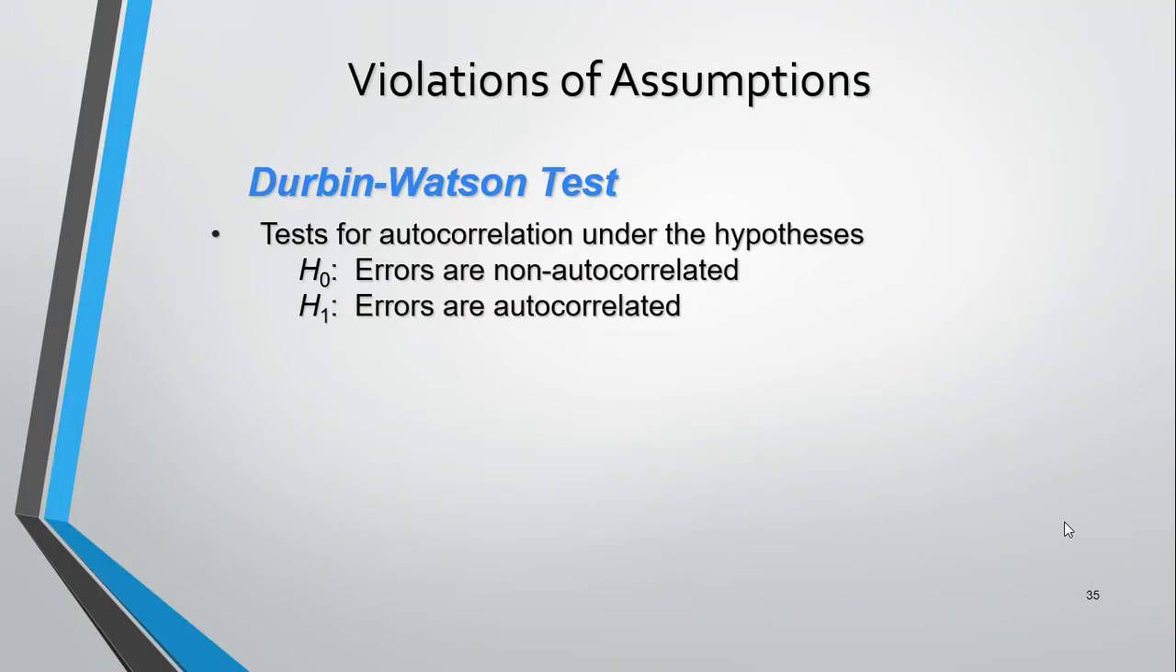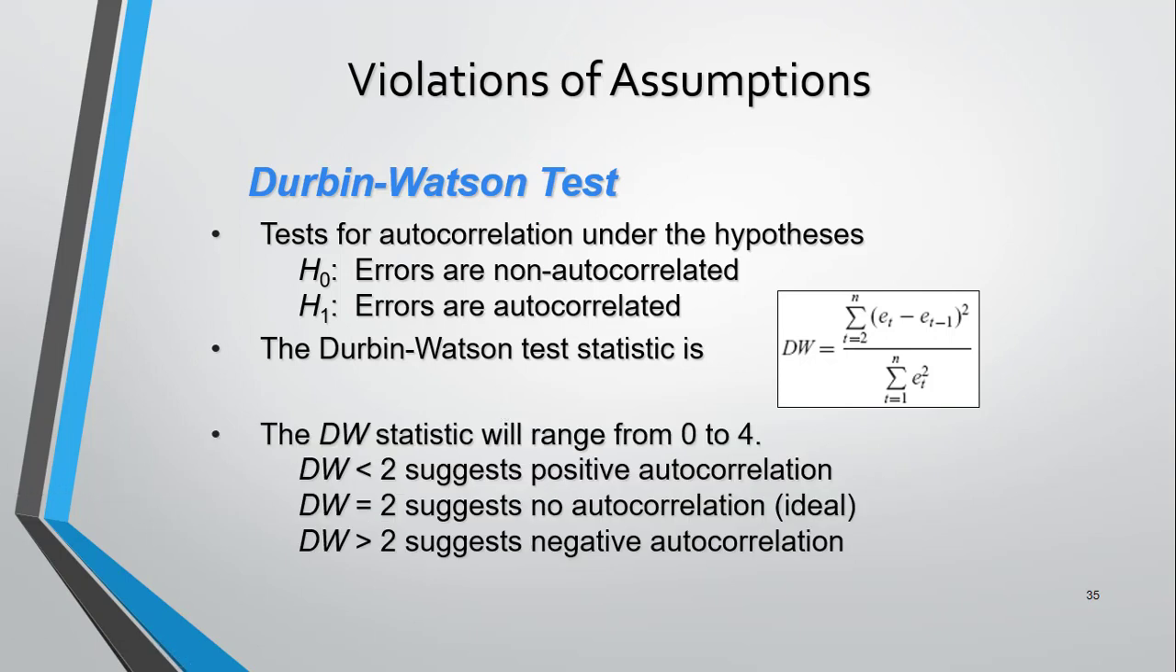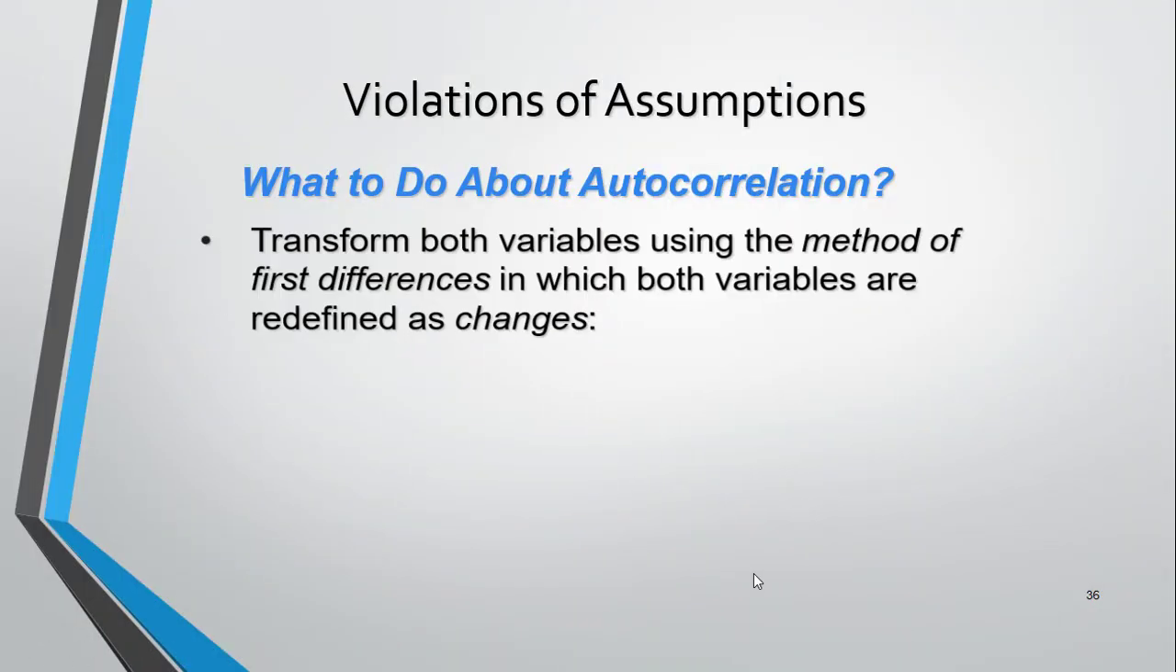To test for autocorrelation, you can use the Durbin-Watson test. The H0 is that errors are non-autocorrelated, and the H1 is that errors are autocorrelated. The Durbin-Watson test statistic is this, and the statistic will range from 0 to 4. If it's less than 2, it suggests positive autocorrelation. Equal to 2 means no autocorrelation, that's the ideal case. If larger than 2, it's negative autocorrelation.